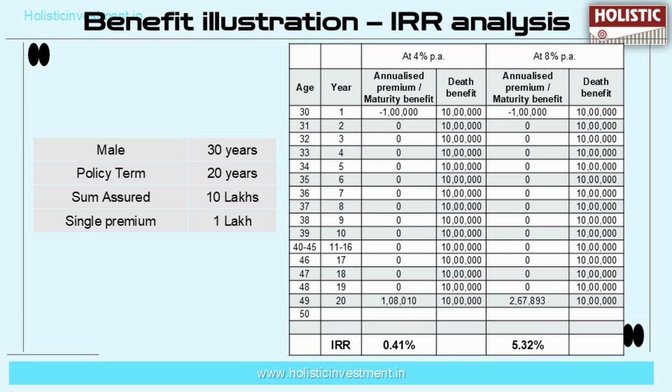The fund value assumed at a gross return of 4% is 1.08 lakhs. The fund value assumed at a gross return of 8% is 2.67 lakhs. Under a gross return of 4%, the net return shall be 0.80%. Under the gross return of 8%, the net return shall be 5.32%.